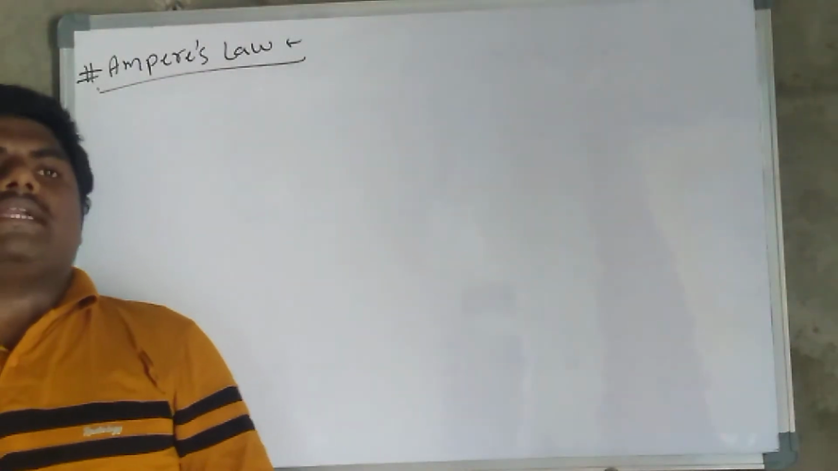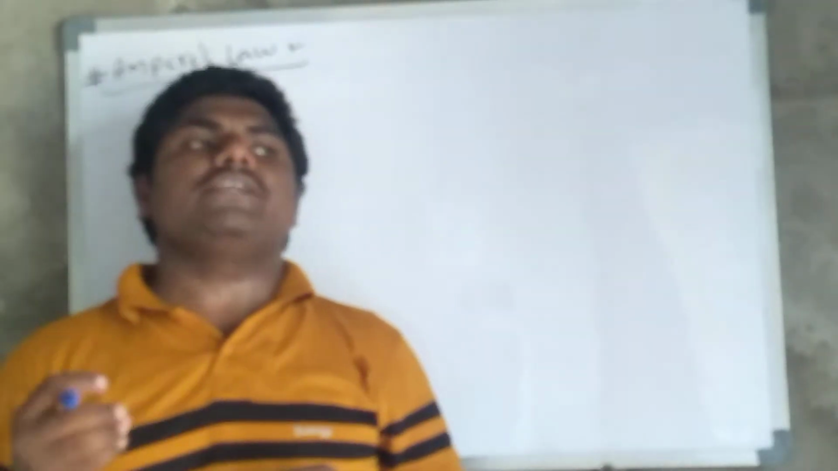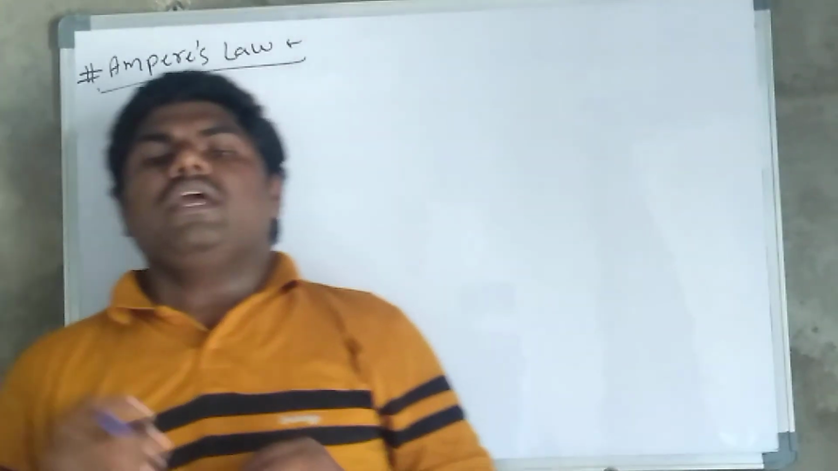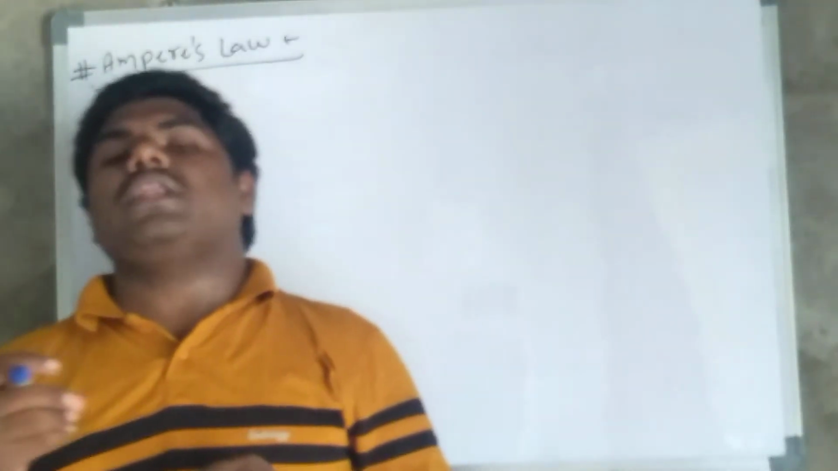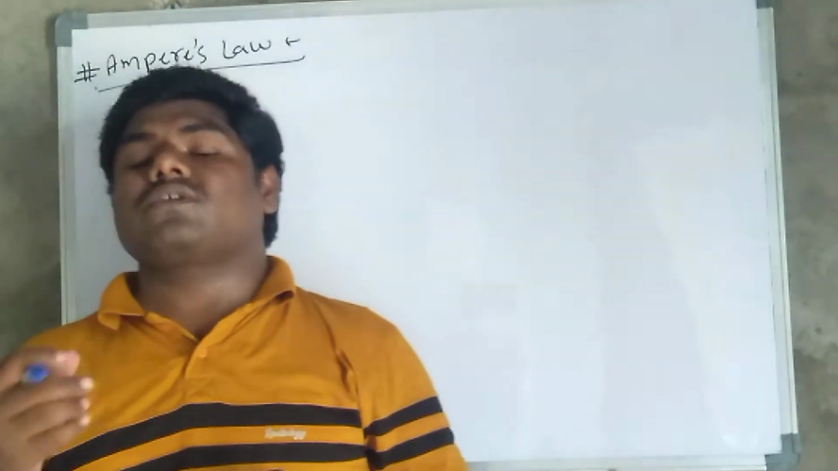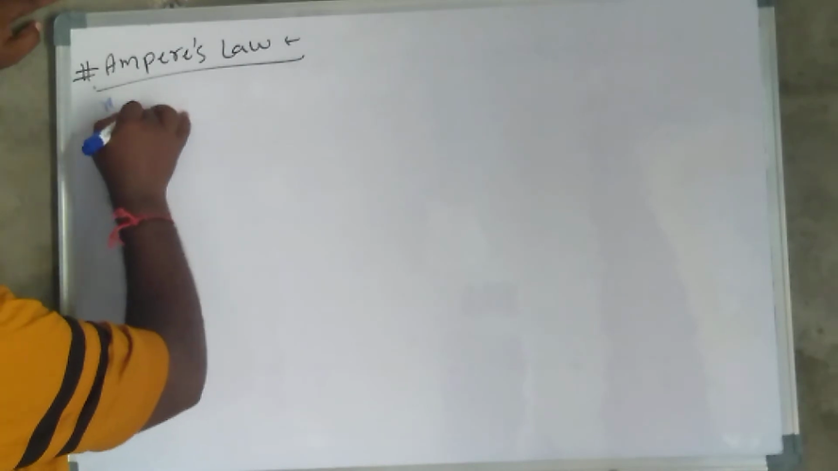Ampere's law is stated as: the line integral of magnetic induction along any closed path in a region is equal to mu naught times the total current carried through the area enclosed by that closed path. So, a very important statement.